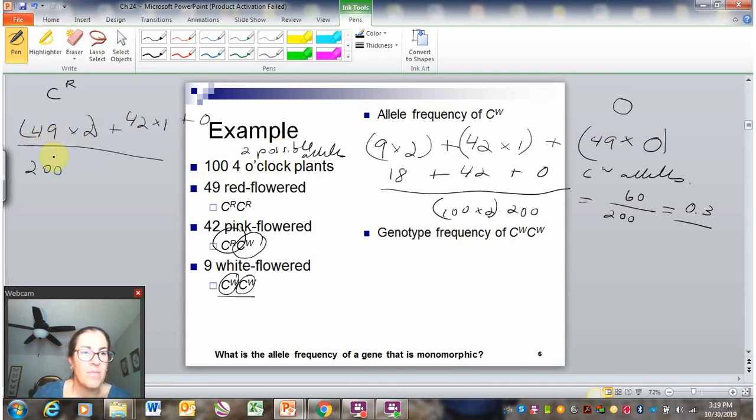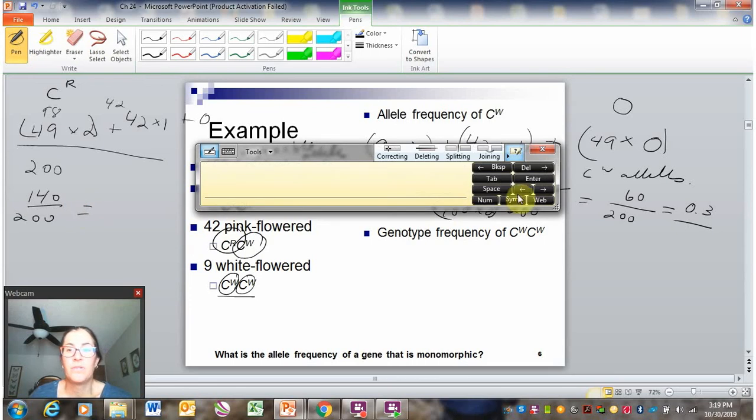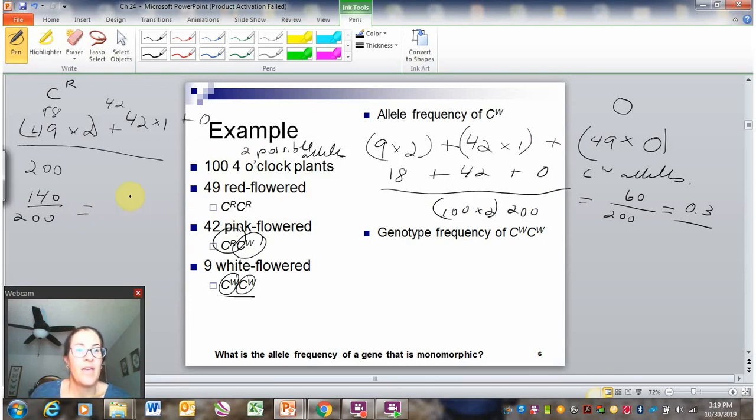If I do that math, 49 times 2 is 98, and 42, so that adds up to 140. Divide that by 200, and that is equal to 0.7. So my allele frequency for CW was 0.3, and my allele frequency for CR is 0.7, calculated using that equation. The R and W alleles are the only alleles in this population.